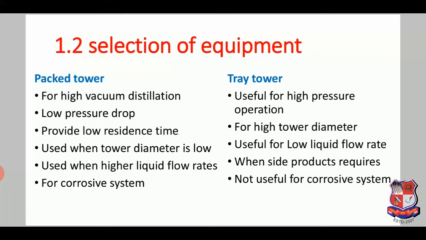So in case of a corrosive mixture, a packed tower is advised. Next, suppose you need to take some side stream from the tower, then it is not possible to use a packed tower. For example, in a refinery, petrol, diesel, lubricating oil, naphtha, kerosene, all are separated from a single tray tower. Means from one column you need to separate out 8 to 10 fractions. These types of fractions are not possible to obtain in a packed tower. So in this type of case we need to go for a tray tower only.